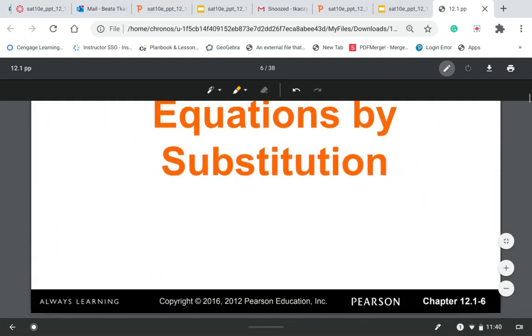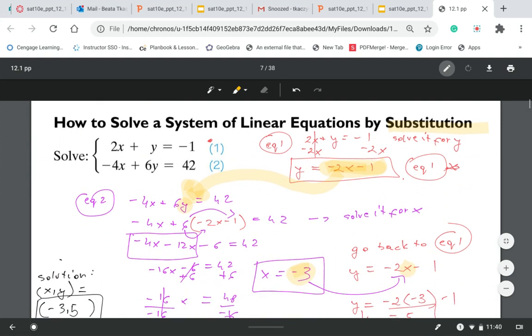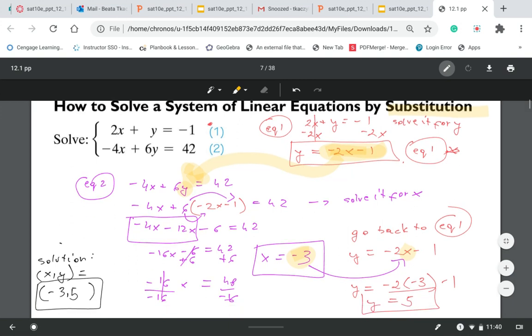Graphing method is nice if you want to see how the straight lines intersect. Here I show you how to use the substitution method. So quickly, let's verify. Substitution method: you pick equation 1 or equation 2, it's up to you. I picked equation 1 and solved it for variable y because it was easier. So right here, I end up with y equal negative 2x minus 1. Then I went back to equation 2, which is negative 4x plus 6y equal 42, and replaced y with negative 2x minus 1.